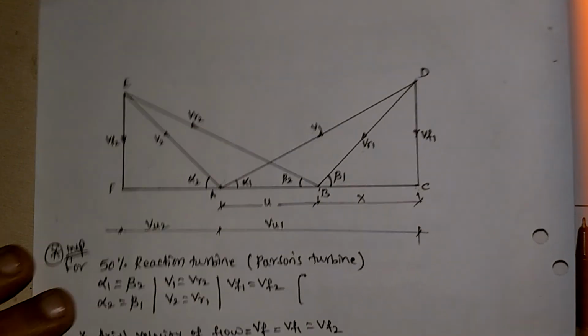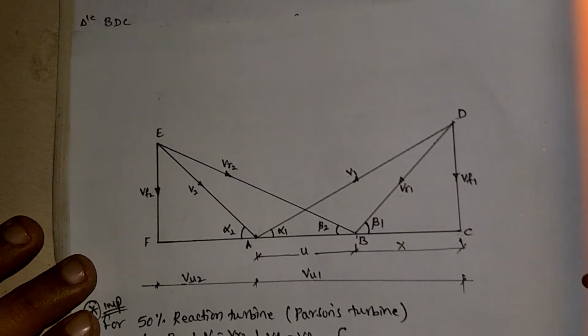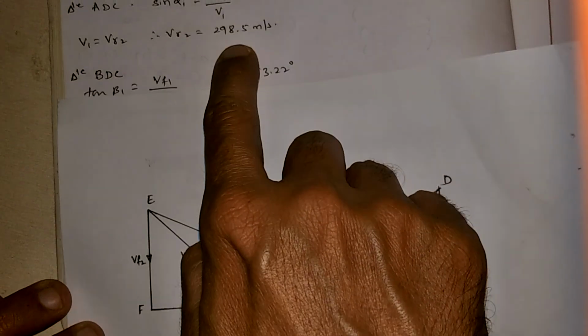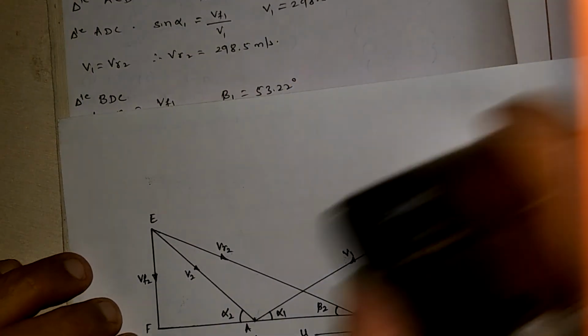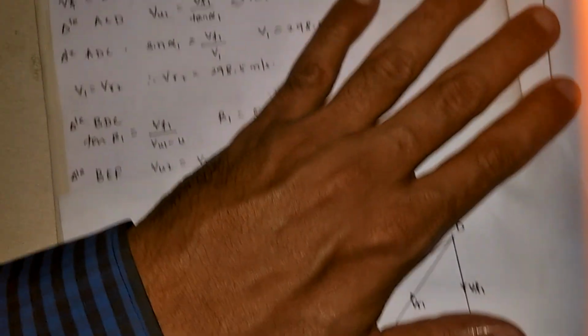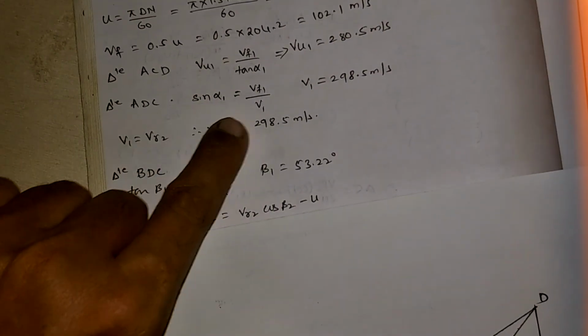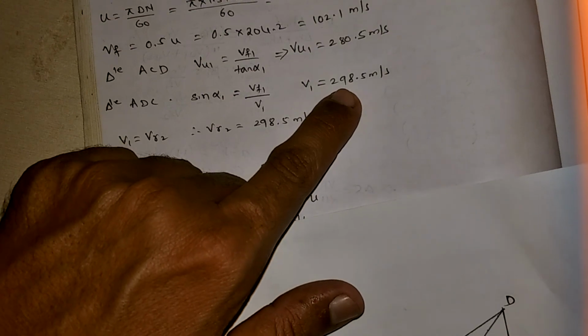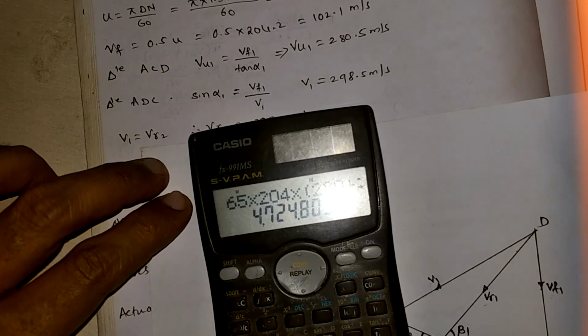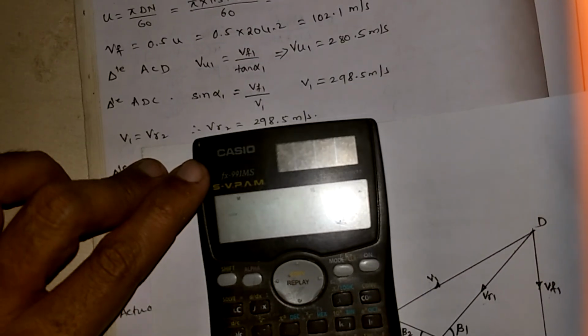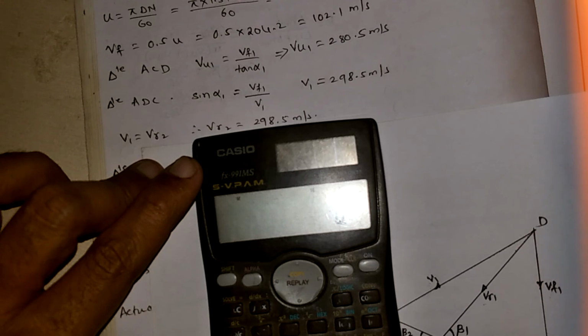So the value of V1, so V1 is how much? In the problem we have solved, it is 298.5 meters per second. As you can see here, the value of V1 is 298.5, so you have to choose the scale such that it fits in the paper, right? I will just give the scale on which you have to draw.